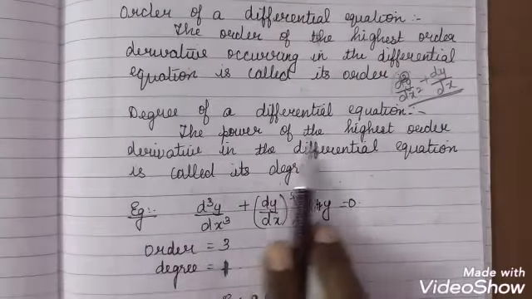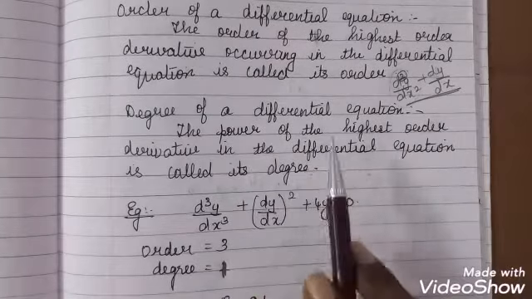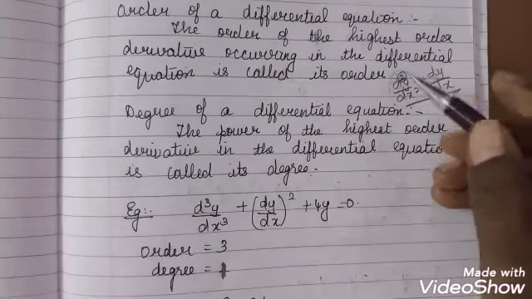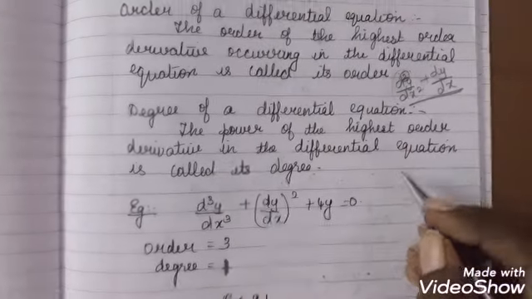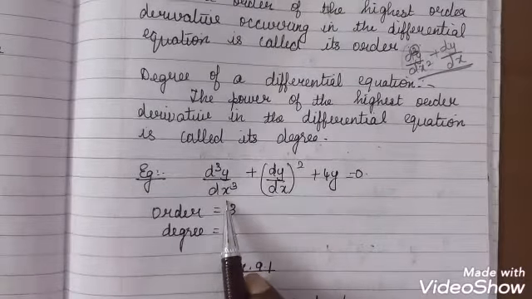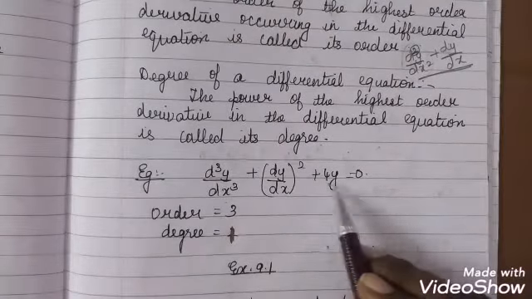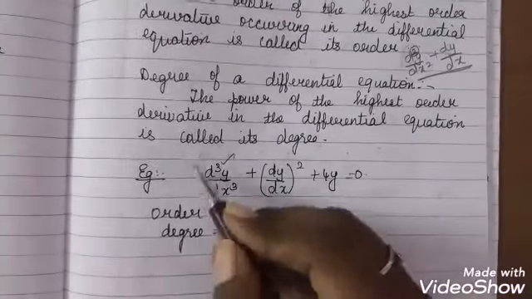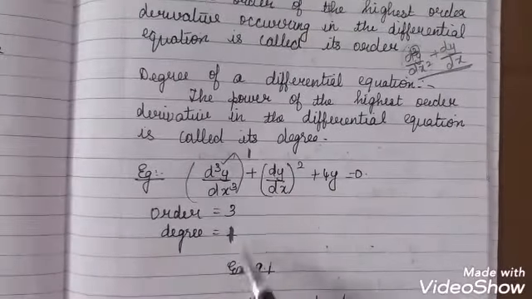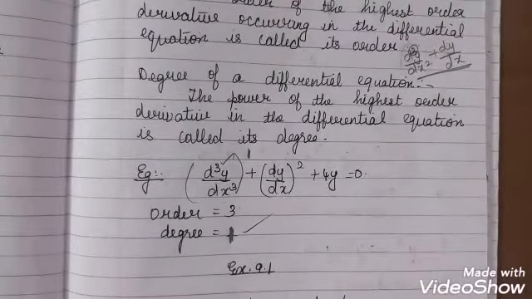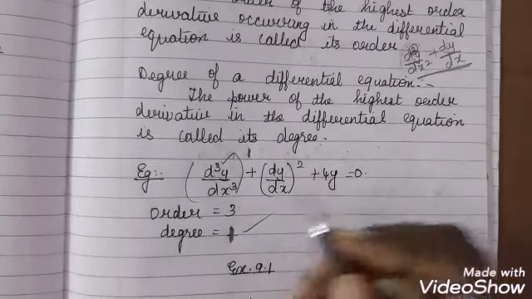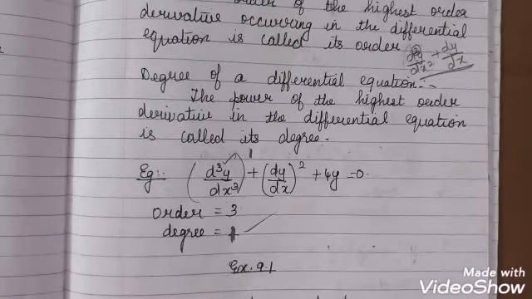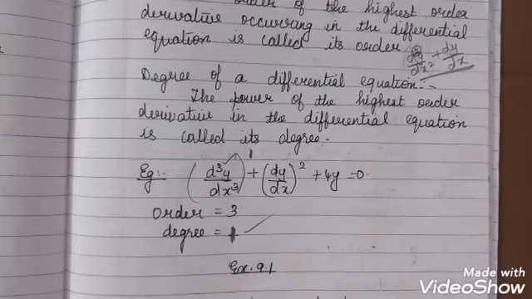The next one is the degree of a differential equation. How do you find the degree of the differential equation? The power of the highest order derivative. So what is the power of the highest order derivative? In this equation, you have d cube y by dx cube plus dy by dx whole square plus 4y equal to 0. So what is the highest order you get here? It's nothing but 3. What is the power of this highest order? It's equal to 1. So you say that the degree of this equation is equal to 1 and the order is equal to 3. That is what you have under this exercise 9.1, how to find out the order and how do you find out the degree of the equation.